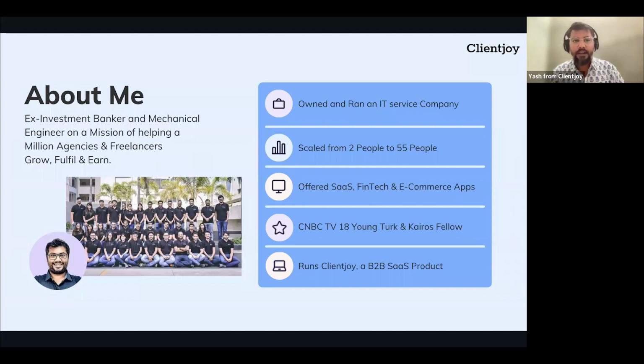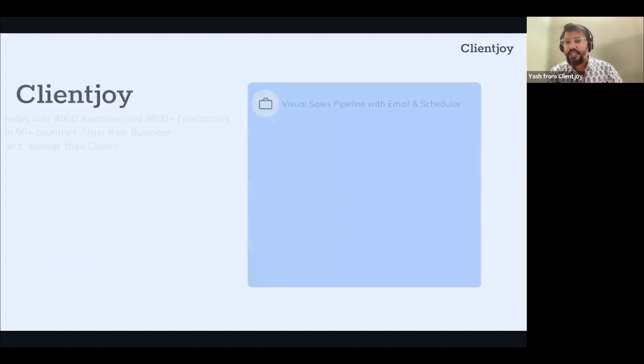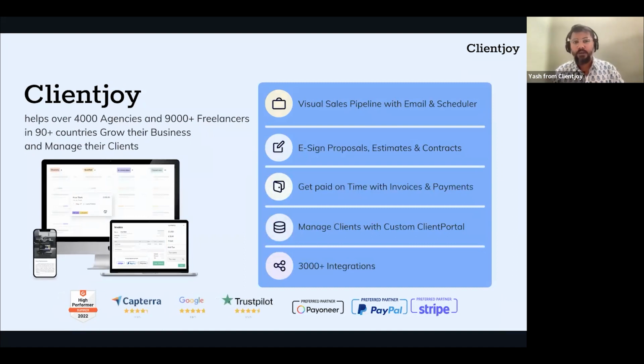So a little bit about me. I did mechanical engineering from NITS, and then I worked as an investment banker for a bit before starting an IT services company that was offering web and mobile applications in SaaS, fintech, and e-commerce. We grew that IT service company from a 2-people team to a 55-people team, won a couple of awards along the way, and realized some challenges that we were facing. And so now we run Client Joy, which is a B2B SaaS product, right? Client Joy helps over 4,000 odd agencies and 9,000 odd freelancers in 90 plus countries with the complete client lifecycle from prospect to payment.